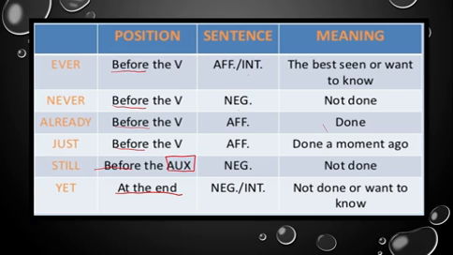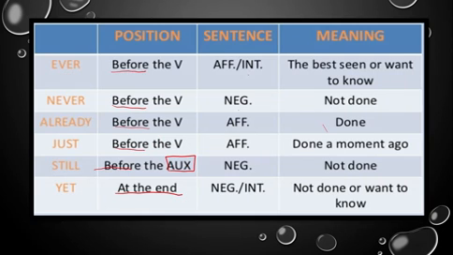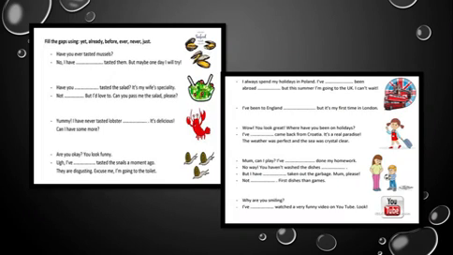Okay, next, transparency. You have here an exercise, and you can answer this exercise with the help of this frame. Okay, for example, number 1, fill the gaps using yet, already, before, ever, never, and just.